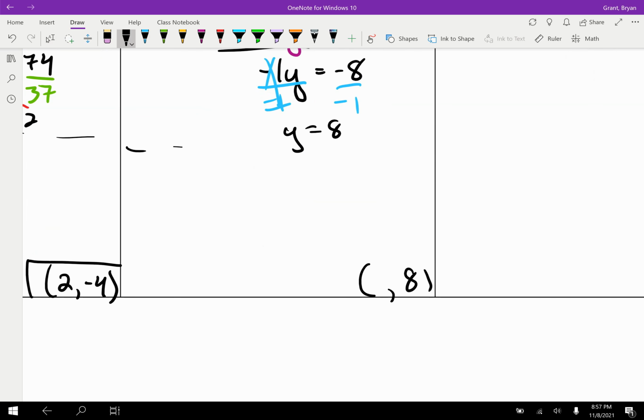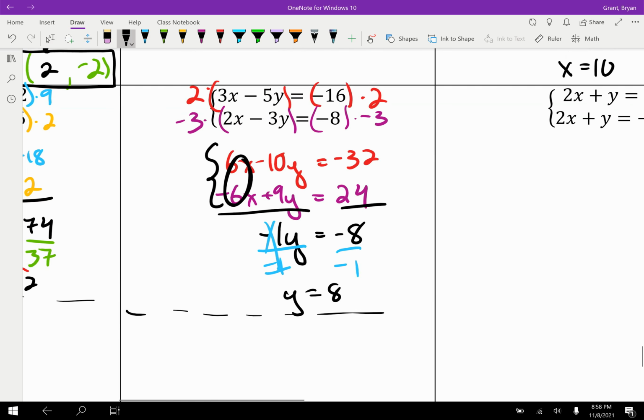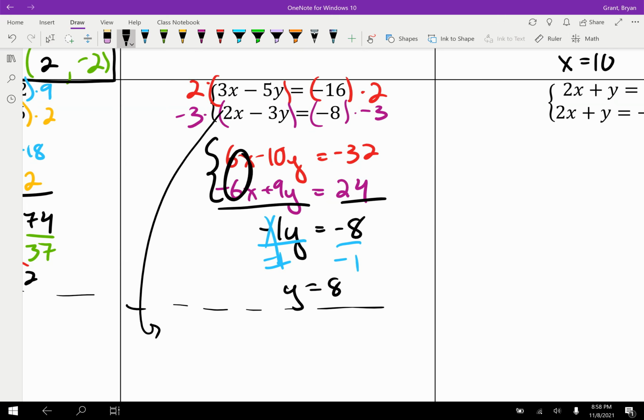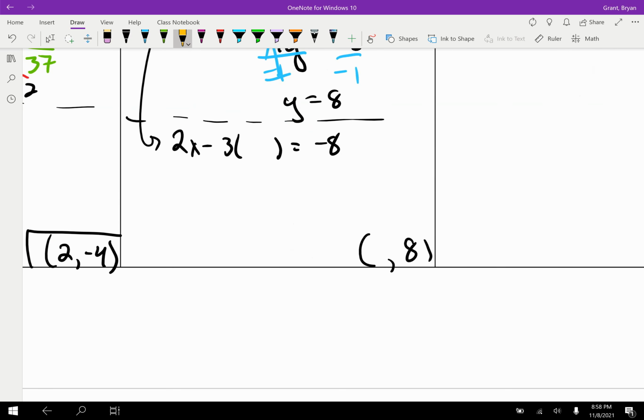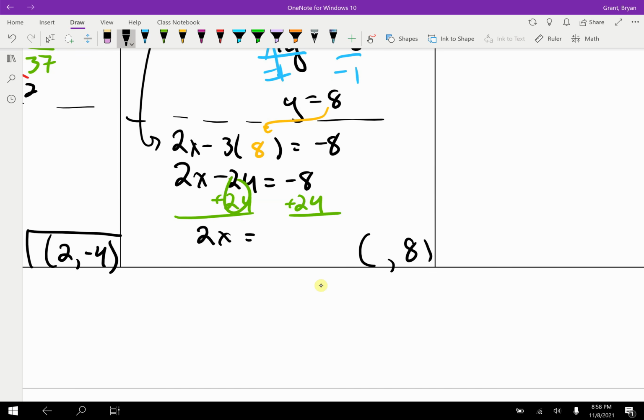All right, let's go ahead and jump back to an original equation here. Take this bottom one. This gives us 2x minus 3 times whatever y is equals negative 8. 2x minus 24 equals negative 8. Add that 24 to each side. 2x equals, let's see, 24 minus 8 is 16. 2 times what equals 16? 2 times 8 equals 16.